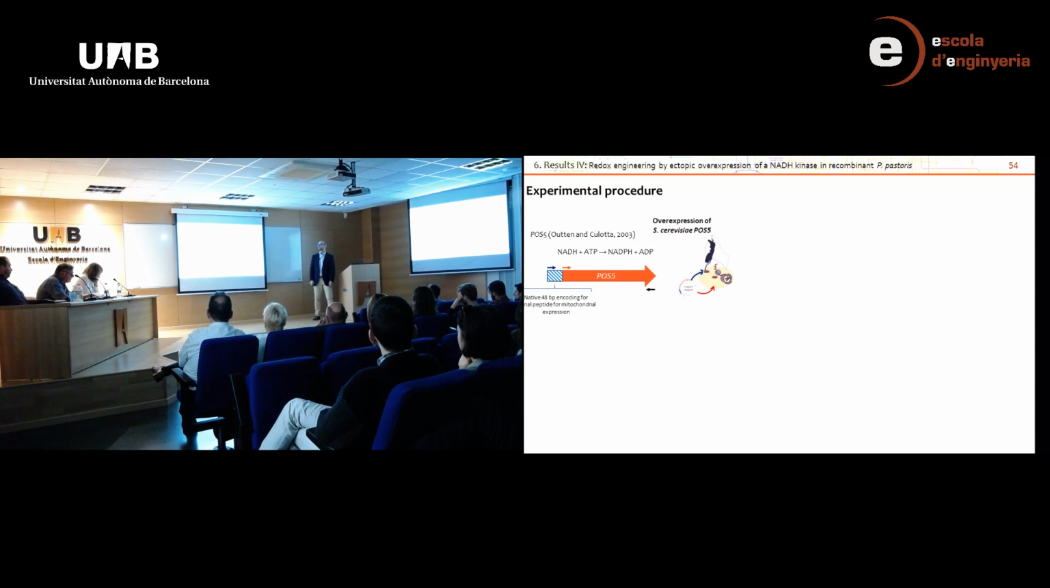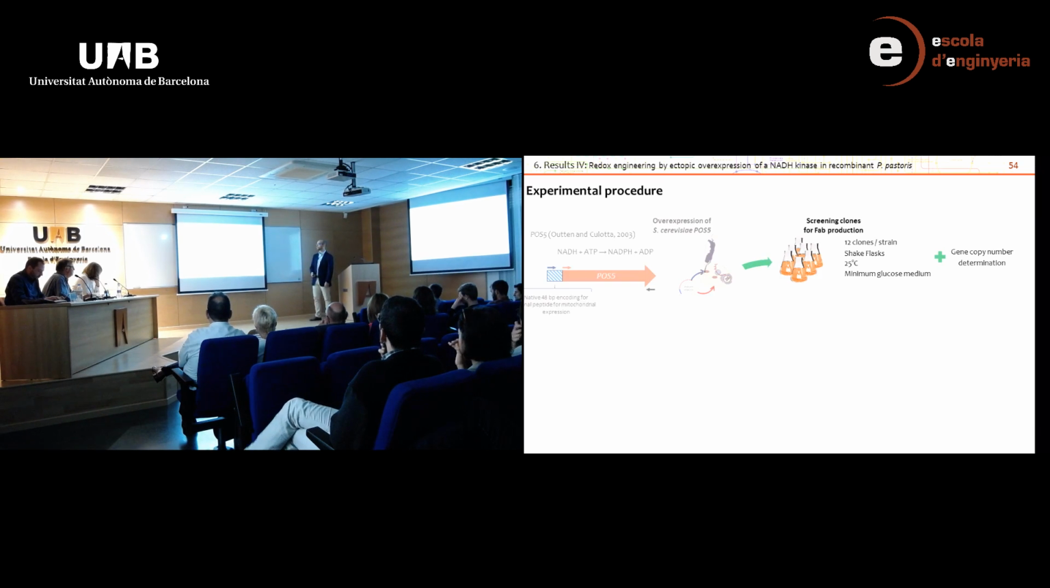Here's the graphical experimental procedure. First of all, we selected the POS5 gene that is encoding for NADH kinase from Saccharomyces cerevisiae. So it is converting NADH to NADPH by consuming ATP. This kinase or this gene is commonly expressed in the mitochondria in Saccharomyces cerevisiae, but we also tried to clone it for cytosolic expression.